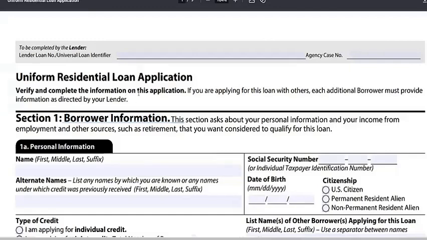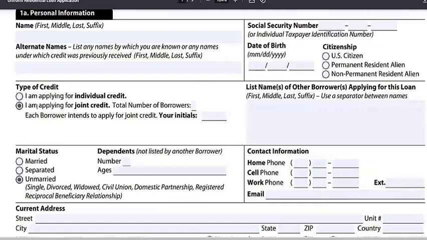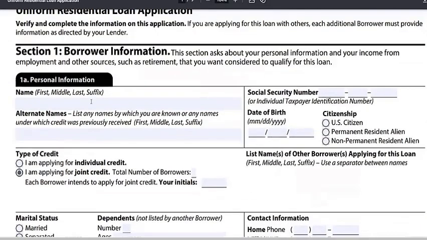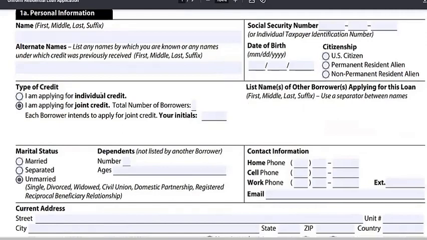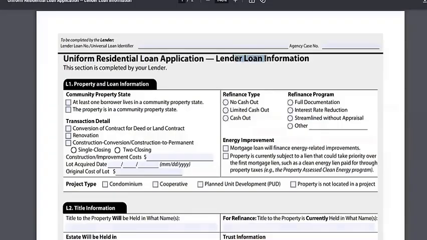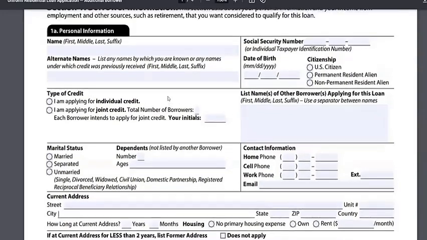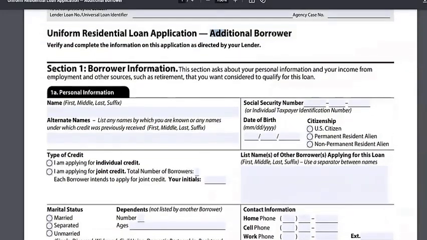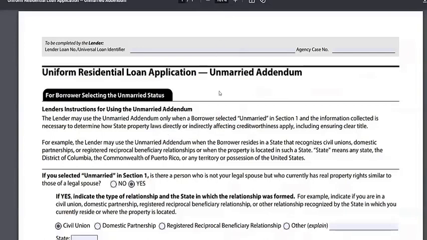Additional forms will be part of the 1003 whenever the borrower is applying for joint credit, then obviously they will have co-borrowers, additional borrowers with them, and if they are unmarried. So more forms will be part of the 1003 now, right? Whenever the borrower is unmarried and they are applying for joint credit, then we will have a minimum of four different forms in the file, or as part of the 1003: borrower information, lender information, then because they are filing jointly, the additional borrowers form, and then, if they are unmarried, the unmarried addendum.